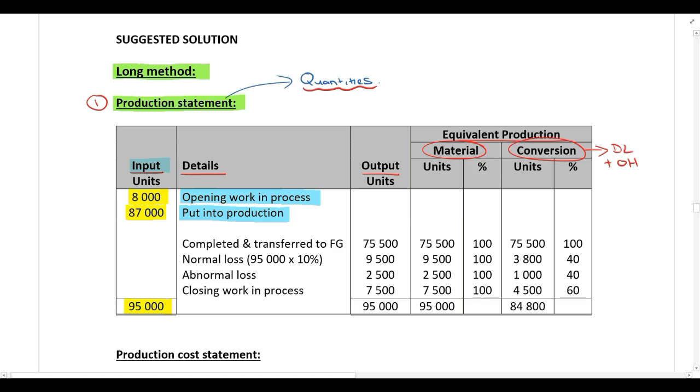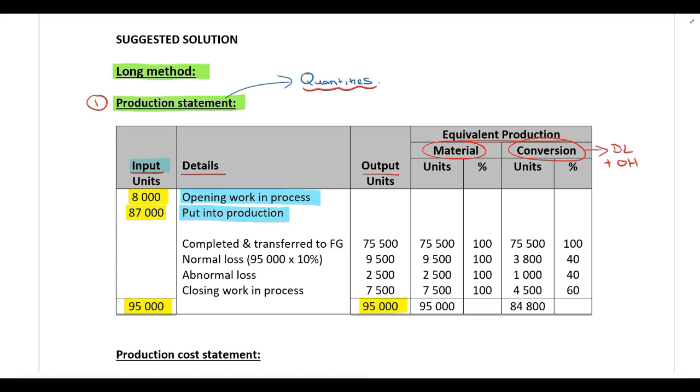Next, nothing else goes into that input column. Next, the total of my output column must equal the input column. So that must equal 95,000. And now all we're going to do is reconcile where these units are sitting. Are these units sitting in finished goods? Are these units sitting in closing work in process? Or were these units maybe lost somewhere in the production process? Okay, but we are going to reconcile everything that happened.